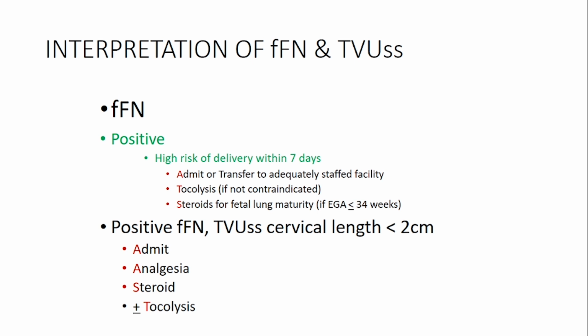Now, positive fetal fibronectin with transvaginal ultrasound cervical length less than 2 centimeters, we need to admit such a patient. We need to administer analgesia, steroid, plus or minus tocolysis, in the event that, don't forget, we are dealing with premature labor, in this case, preterm labor.